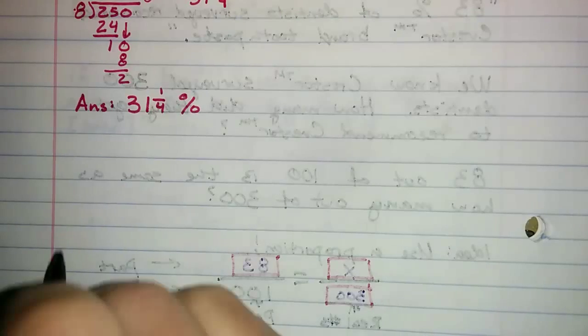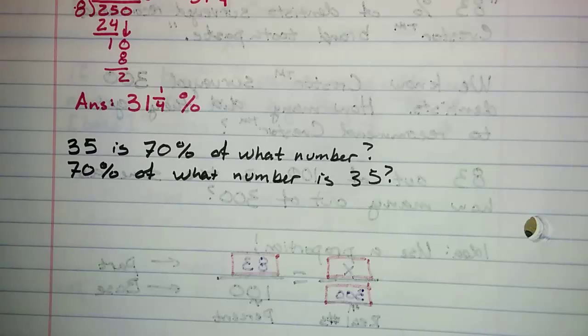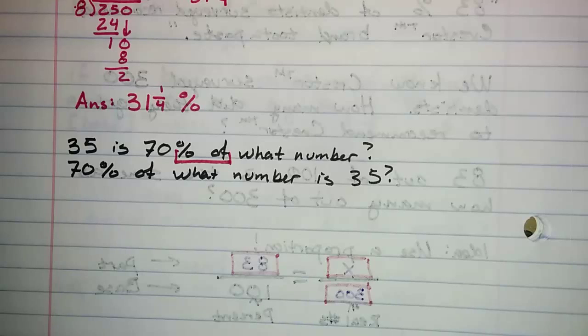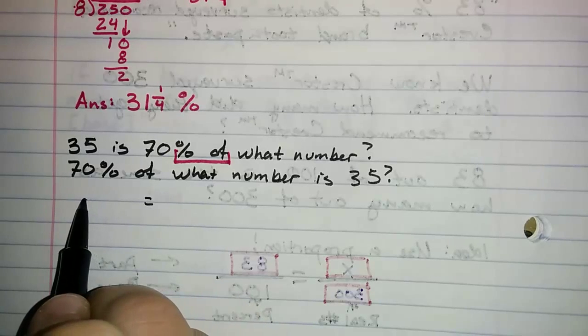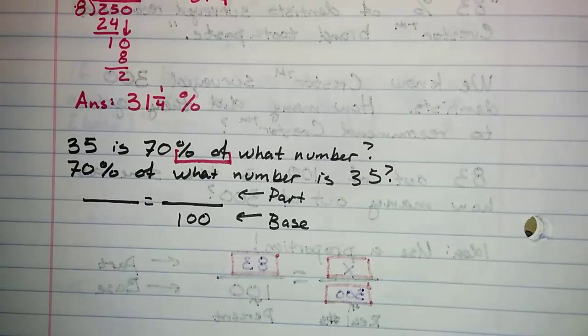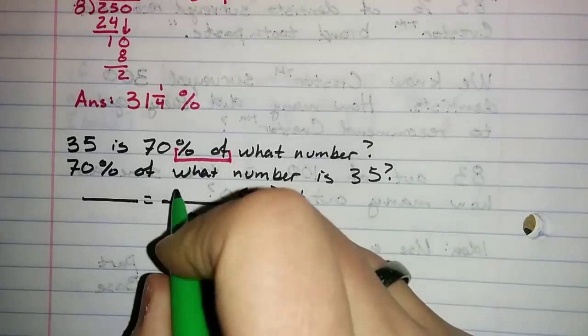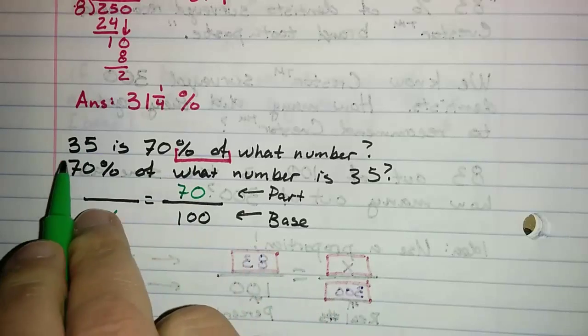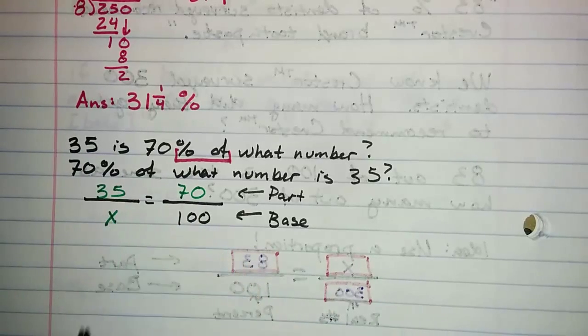What if I asked you, 35 is 70% of what number? Or I could phrase it as 70% of what number is 35? Well, looking at this percent of again, what number? The base is what's unknown here. So we'll set up the same ratio as always. The percent is 70. The base is unknown, and the part then is 35.